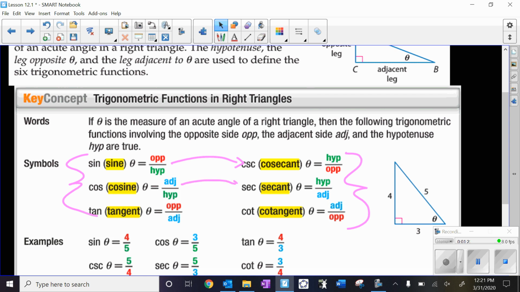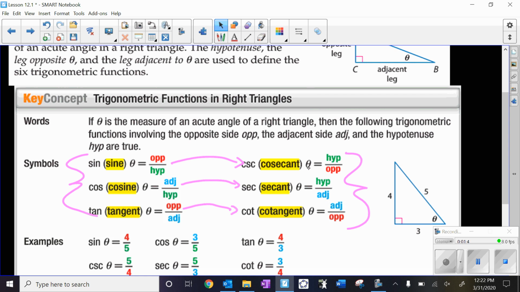Secant comes from cosine. So if you know cosine is adjacent over hypotenuse, secant is hypotenuse over adjacent. And then cotangent comes from tangent. Tangent is opposite over adjacent, so cotangent is adjacent over opposite.